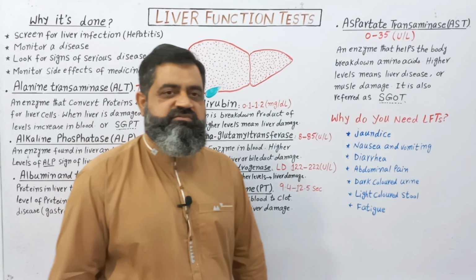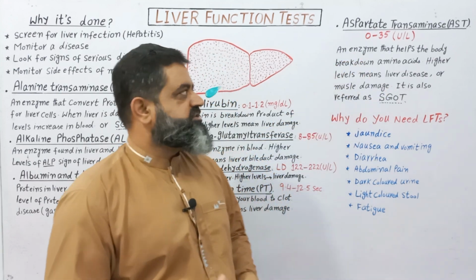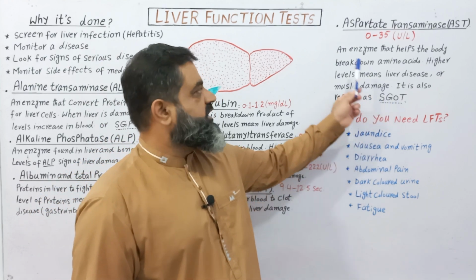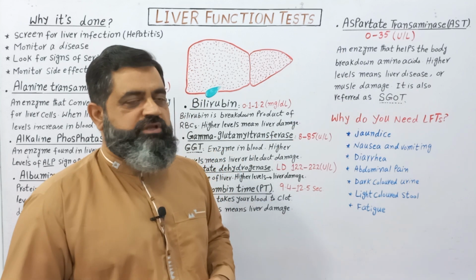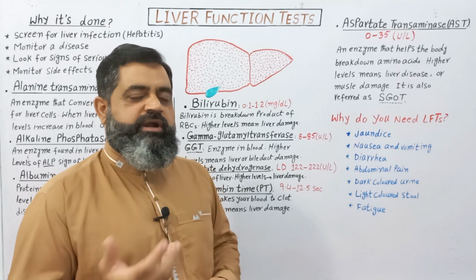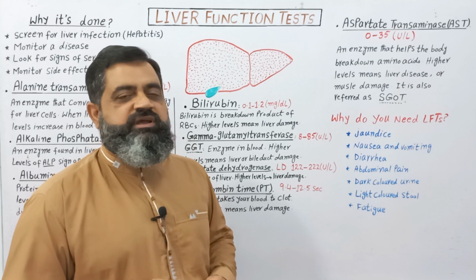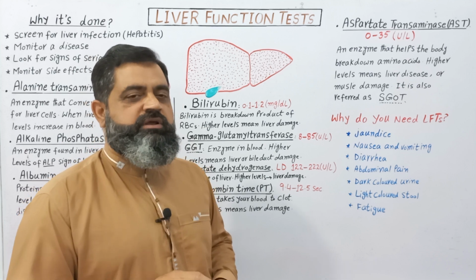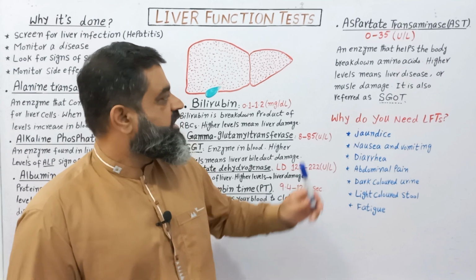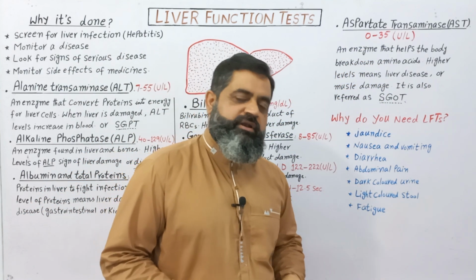One more important test included in LFTs is aspartate transaminase, which is also known as AST or SGOT. It is an enzyme that helps our body to break down amino acids. As you know, amino acids are the end products of proteins. Higher levels of this enzyme in our blood are a sign of liver disease or muscle damage, and the normal value is 0 to 35 units per liter.